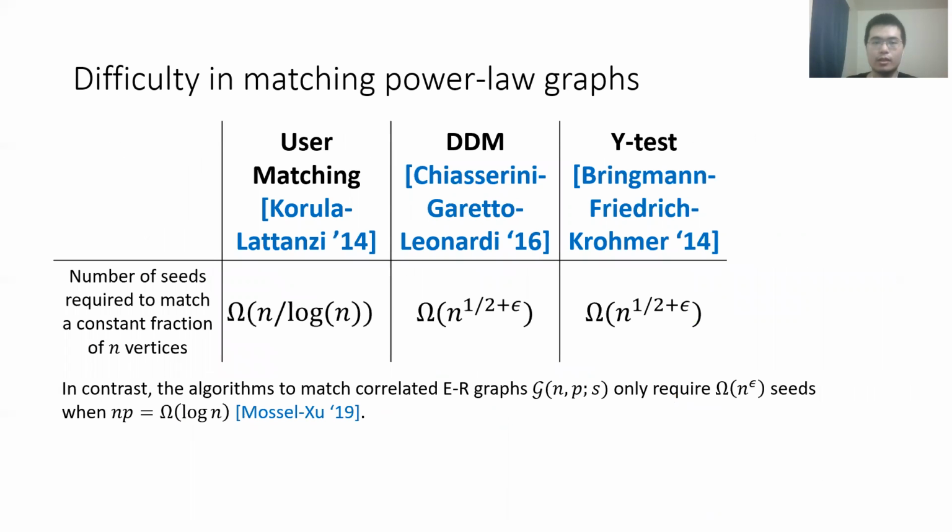There have been several works attempting to extend seeded graph matching algorithms to power law graphs, but often the number of seeds required is unrealistically large. More precisely, to correctly match a constant fraction of n vertices in the graphs, the user matching algorithm requires at least n over log n seeds. The DDM algorithm and the Y-test algorithm both require roughly square root of n seeds. In contrast, the algorithms to match correlated ER graphs only require n to the power of epsilon seeds.